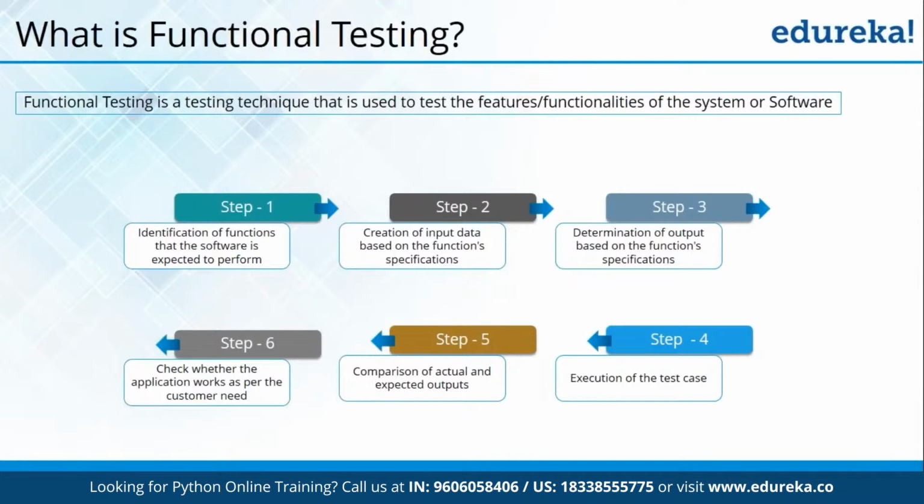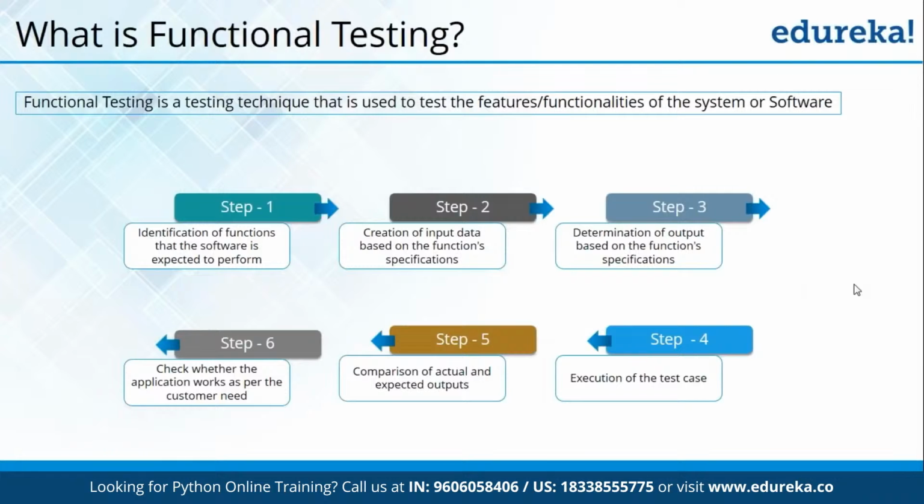Now there are various steps in order to perform functional testing. Let us have a look at those steps one by one. So first you need to identify the function of that particular software that you want to test. After that, you create the input based on the specification of your function. Then in the third step, you determine the output based on the input that you have provided. And in our fourth step, you are going to execute the test cases. And after executing the test cases, you're going to see the actual output and the expected output. You're going to compare both of them. And then finally, you're going to check whether the application works as per the customer needs. So this is basically a general overview of what is functional testing.